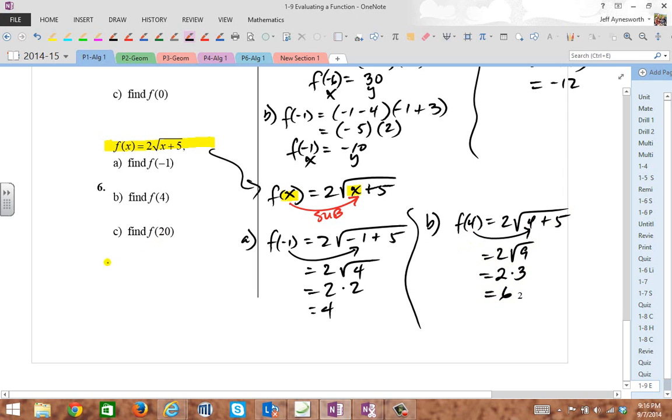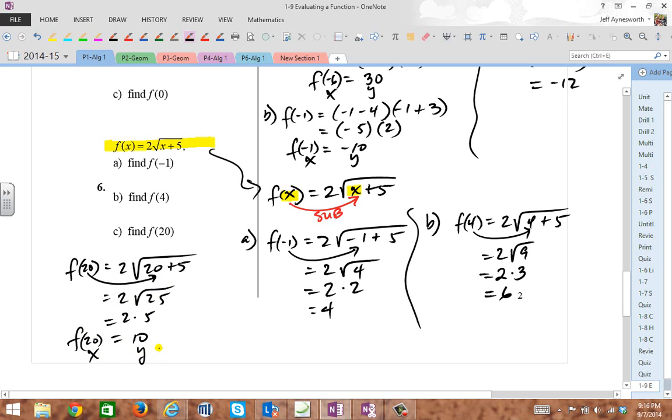Last one, f of 20. So we get 2 times the square root of 20 plus 5. Substitute the 20 in, and you get 2 times the square root of 25. Everybody tell the person next to you what the square root of 25 is. That's right, it's 5, so you get 2 times 5, and that is 10. So f of 20 is 10, which means when x is 20, y is 10.